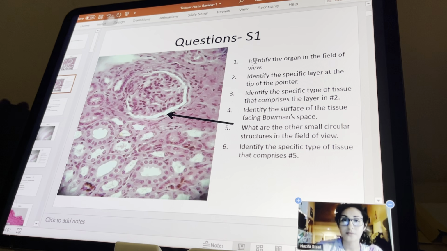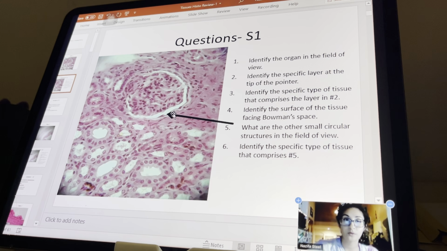I actually answered the first question. Identify the organ in the field of view: kidney. She might also say specimen. Identify the specimen in the field of view, same thing. For the second one, identify the specific layer at the tip of the pointer. Anytime they say specific layer, they're talking about visceral or parietal. That's all they're saying.